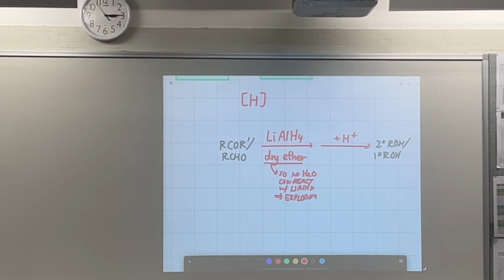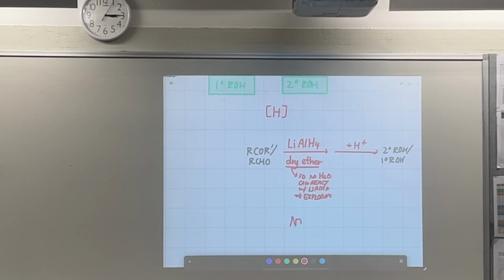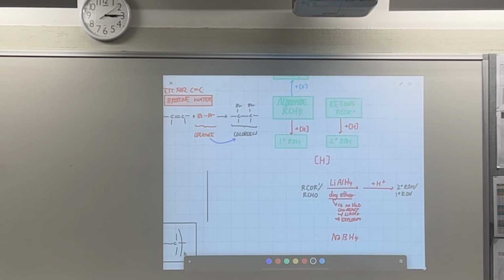The second alternative would be to use NaBH4. Let me tell you how I remember this. Do you see that on the periodic table? You can use the periodic table to kind of cheat. Why? Do you see where Li and Na belong?